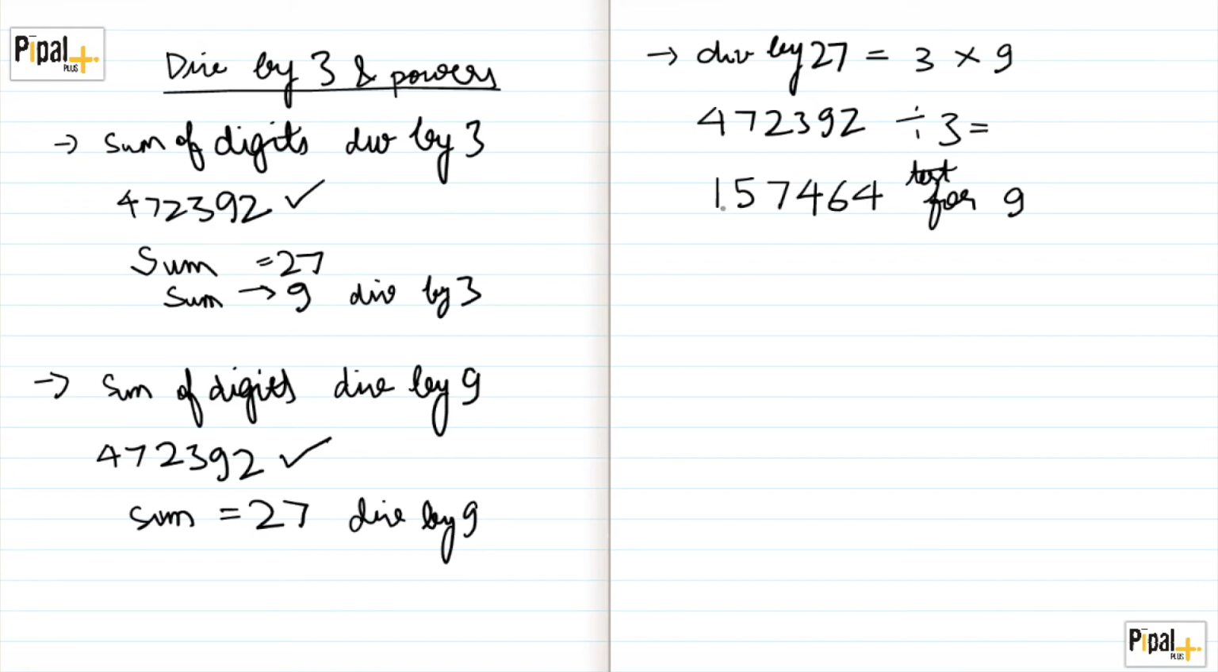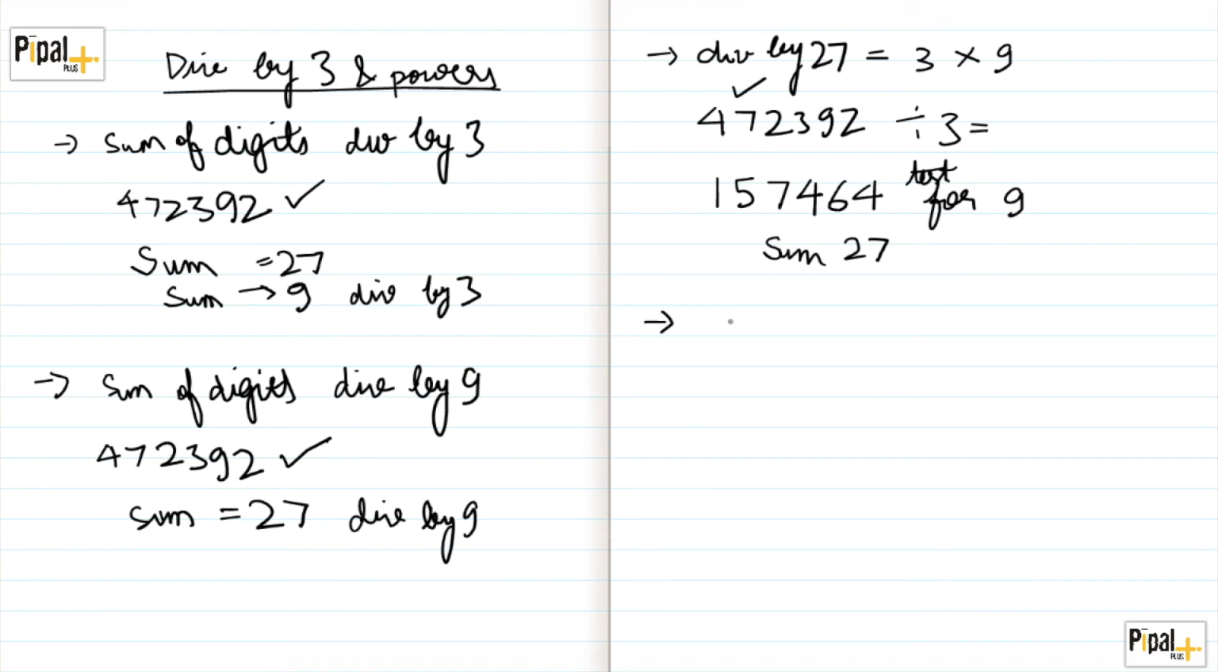So let's do this, the sum of digits. It is 1 and 5 is 6, and 7 is 13, and 4 is 17, and 6 is 23, and 4 is 27. So the sum, interestingly, is 27, which is divisible by 9. Therefore, this number 472392 is interestingly divisible by 27 also.